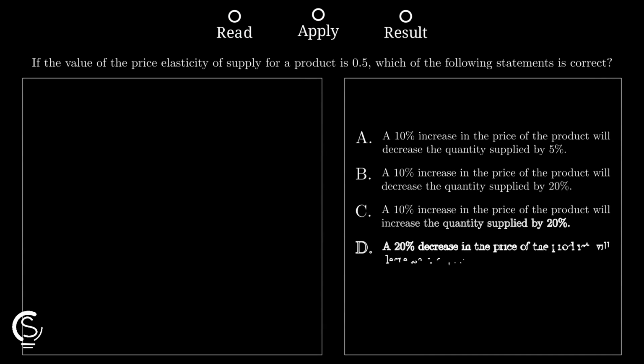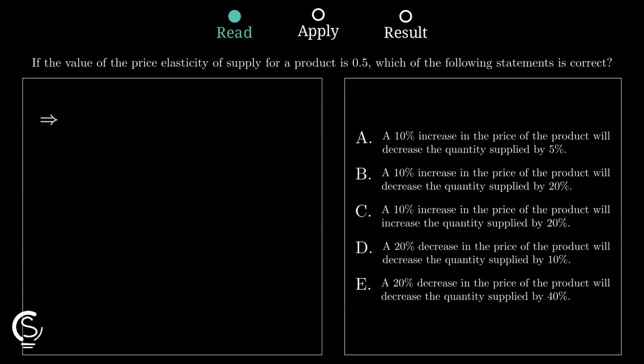Start with the formula where elasticity equals the percentage change in quantity supplied divided by the percentage change in price. This ratio tells us exactly how sensitive our producers are today. Since our elasticity is 0.5, any price change results in a quantity change half that size.